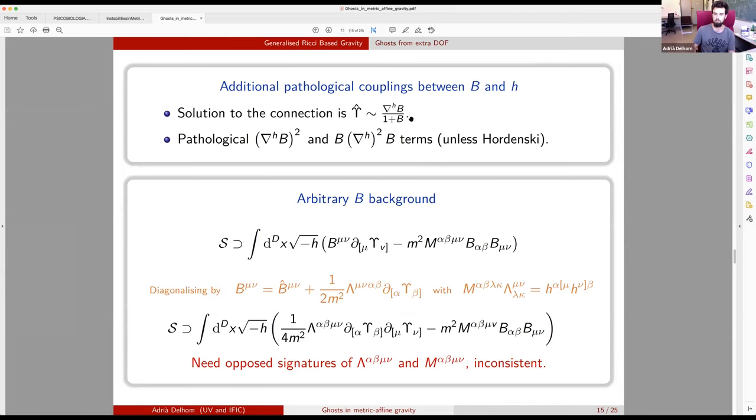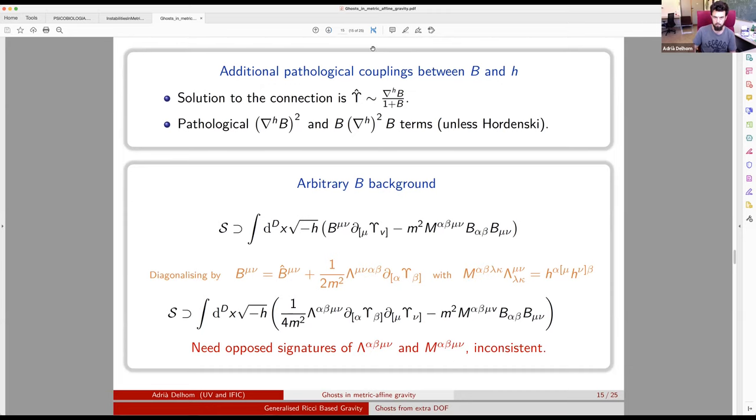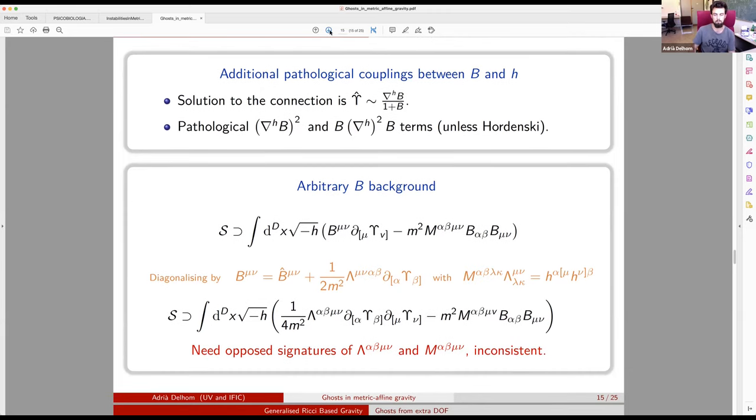Okay, so we can also see that the connection will have this generic form, okay? And then if we solve the field equations, okay? And this would introduce generically pathological terms like second covariant derivatives of B, coupled to B, and so on, okay? So this is just seeing the same as before, but from another point of view, okay? So B cannot act as a ghost condensate in any way in these theories, okay?